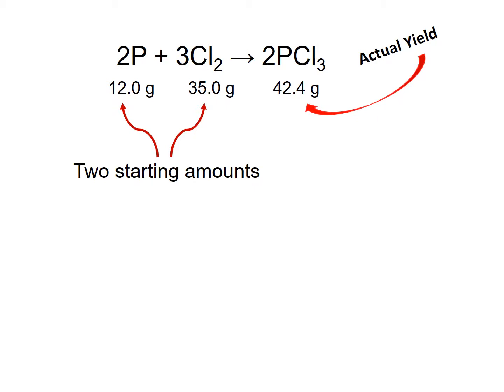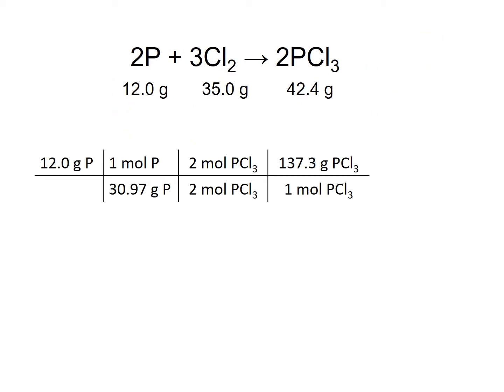Oh, did you notice we have 2 starting amounts? And whenever we have 2 starting amounts, what kind of problem is that? It's a limiting problem. So now we're going to have to use our methods to determine which is the limiting reactant, because that will give us the proper amount of theoretical yield of the product. So one of our methods is to convert each reactant to product so we can compare them. So let's start with phosphorus.